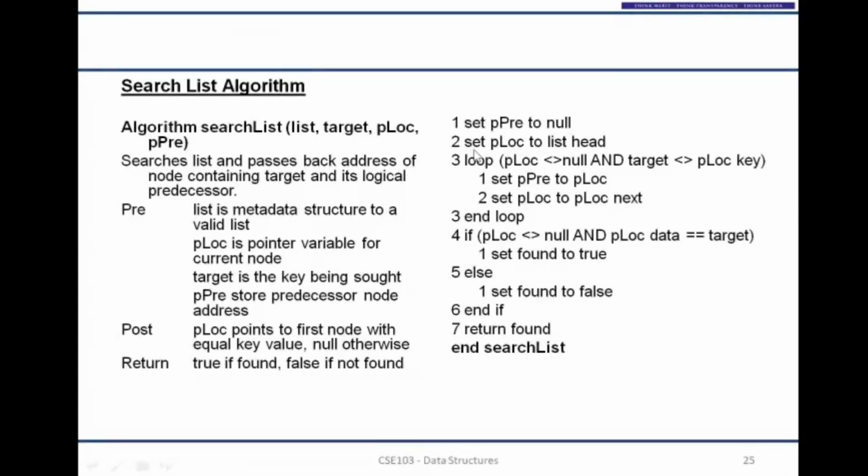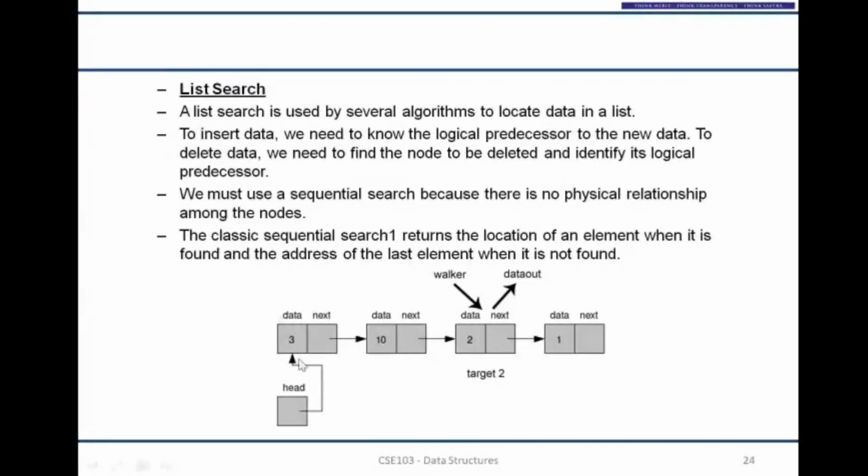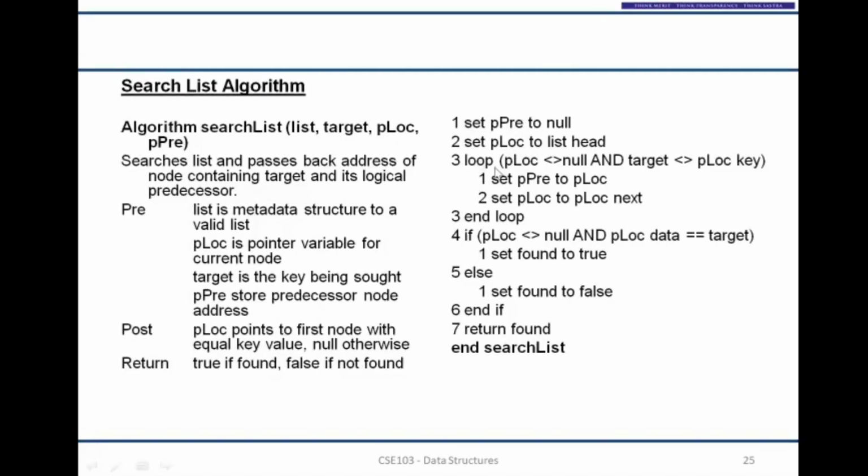Okay, and then location equal to list head. See here, location will be pointing to list head. List head is pointing to 3, so p location also will point to 3. Now loop until p location is not equal to null and the target is not equal to location's key, location data.